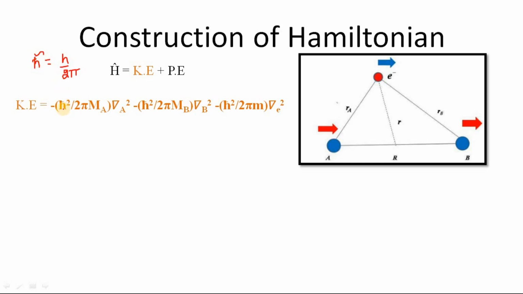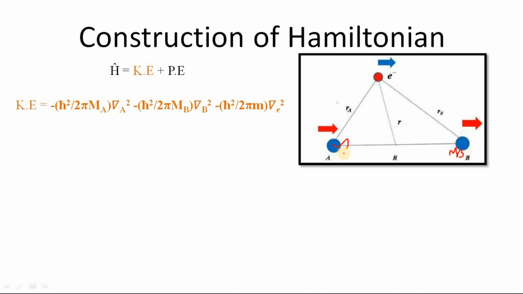Now ħ² by 2 M_A, where capital M_A represents the mass of nucleus A. So this is the kinetic energy caused by the motion of the nucleus, into ∇_A², meaning this nucleus is moving in a 3-dimensional space. That's why it is given with a Laplacian operator, that is ∇, which means d/dx, d/dy and d/dz. Fine. Now in addition to nucleus A, we do have another nucleus B whose kinetic energy is given as minus ħ² by 2 M_B, where M_B is the mass of nucleus B.